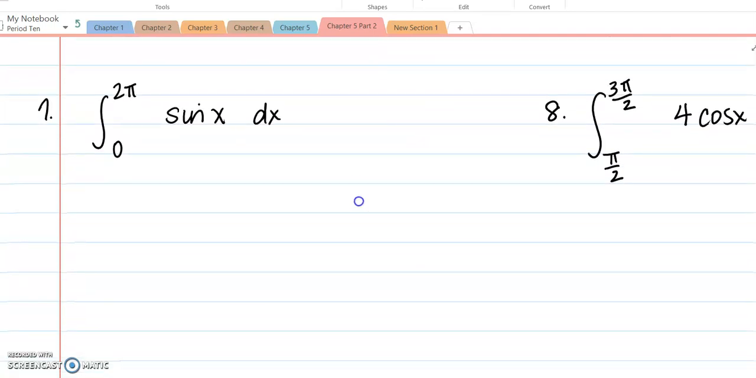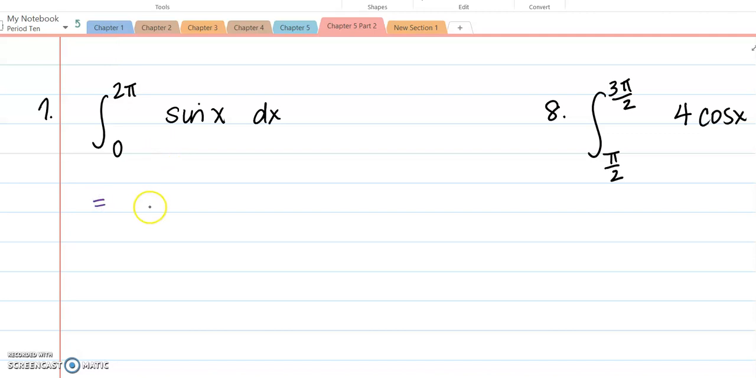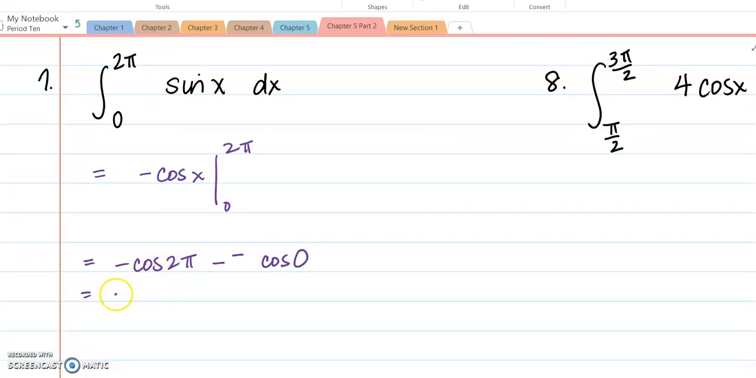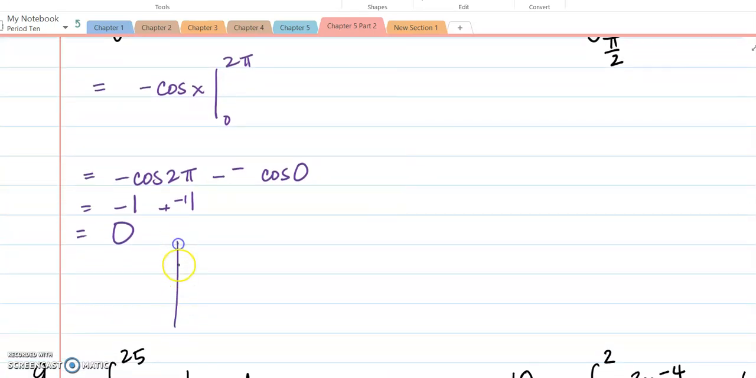Number 7. Sine x has an antiderivative of negative cosine, and we evaluate from 0 to 2 pi. The cosine of 2 pi is 1, so this becomes -1. The cosine of 0 is also 1, so this turns out to be 0. So there's no change on sine x on the interval 0 to 2 pi. Graphically, this makes sense, and it connects to what we had learned before: the net area from 0 to 2 pi is just 0.